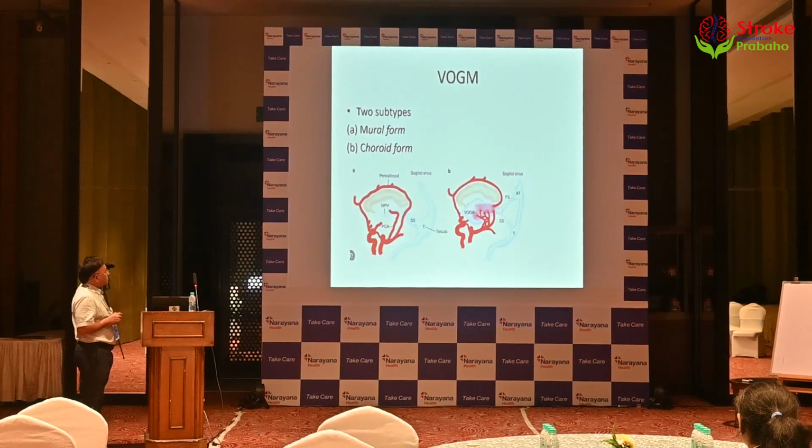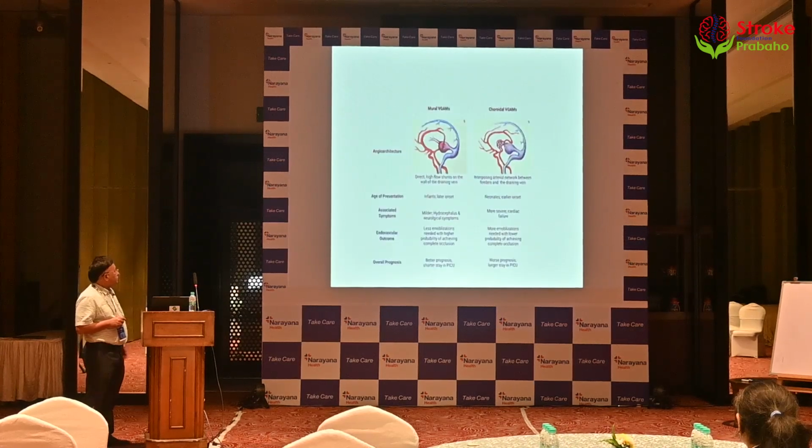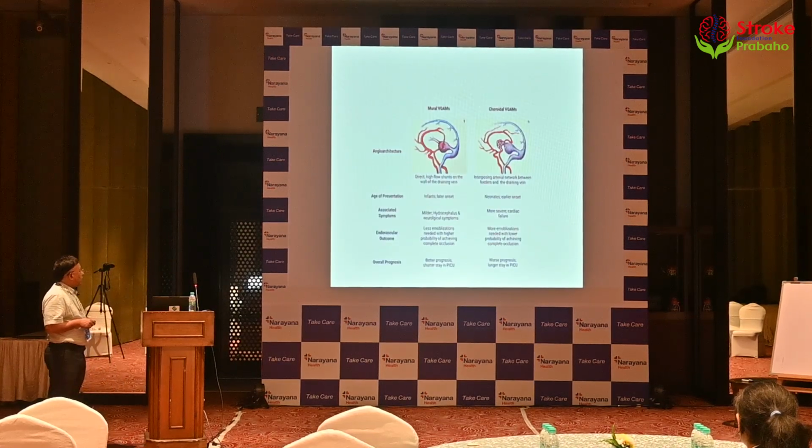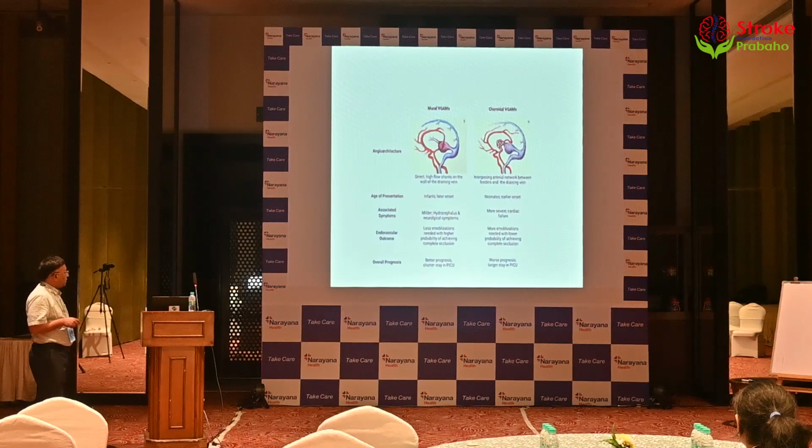So vein of Galen malformation is of two types, mural type and choroidal type. What is the difference between mural and choroidal type? Mural is like a high flow fistula, so it is a direct high flow shunt on the wall of the draining vein. The choroidal is like an AVM, so it is an interposing arterial network between the feeders and the draining vein. So this is choroidal, and this is a mural vein of Galen malformation.